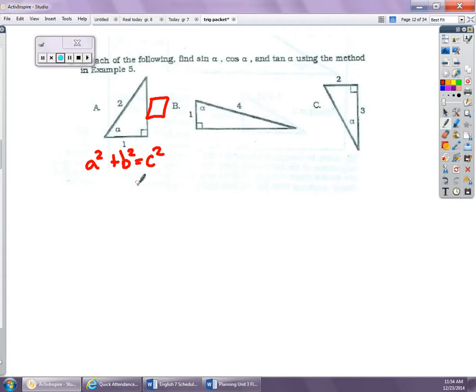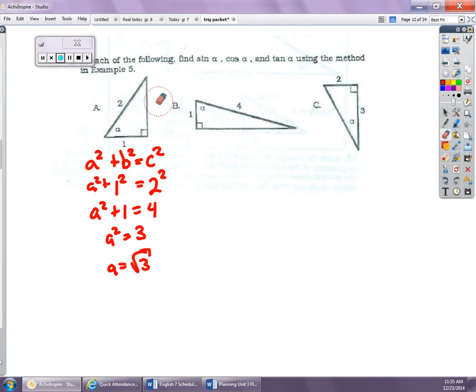So 2 is the hypotenuse, so you have 2 squared. So we know that 2 is the hypotenuse, so we have 1 squared. So a squared plus 1 squared equals 2 squared, so that's 1, that's 4, so a squared equals 3. So a is the square root of 3. So now we can go back and replace this side with the square root of 3.